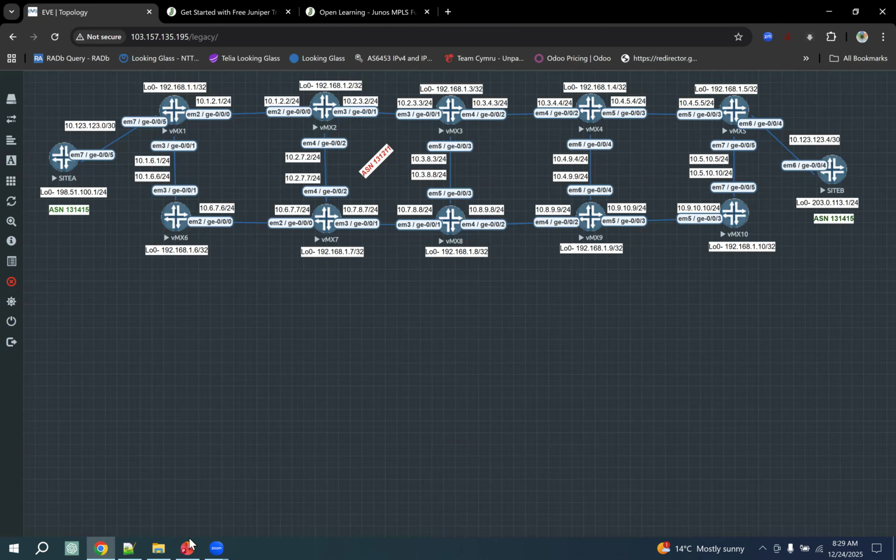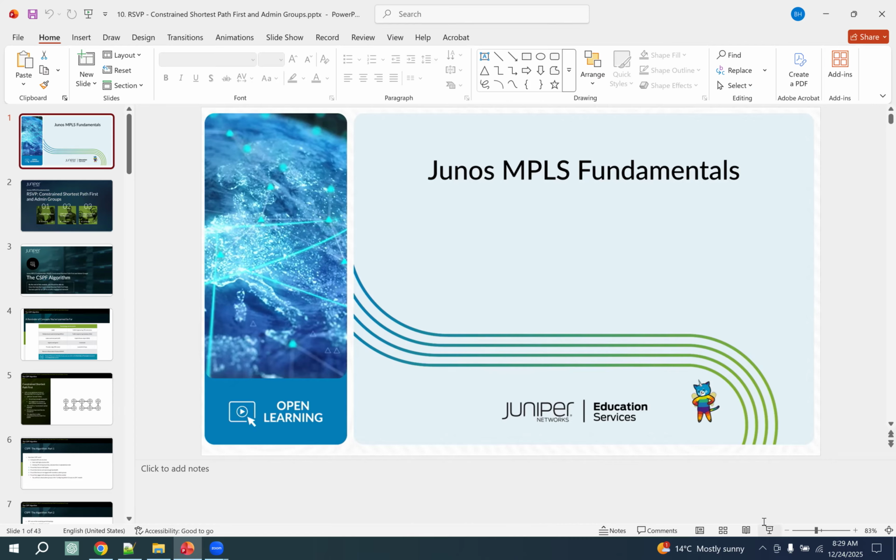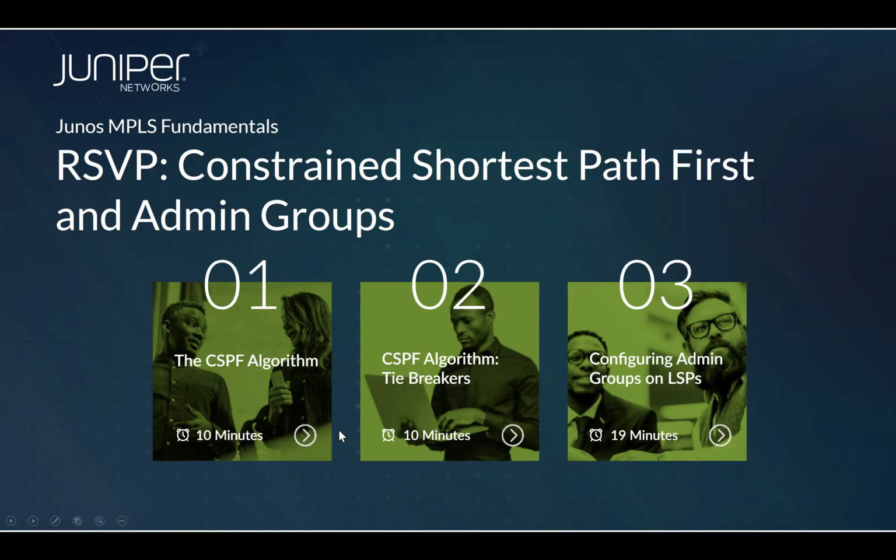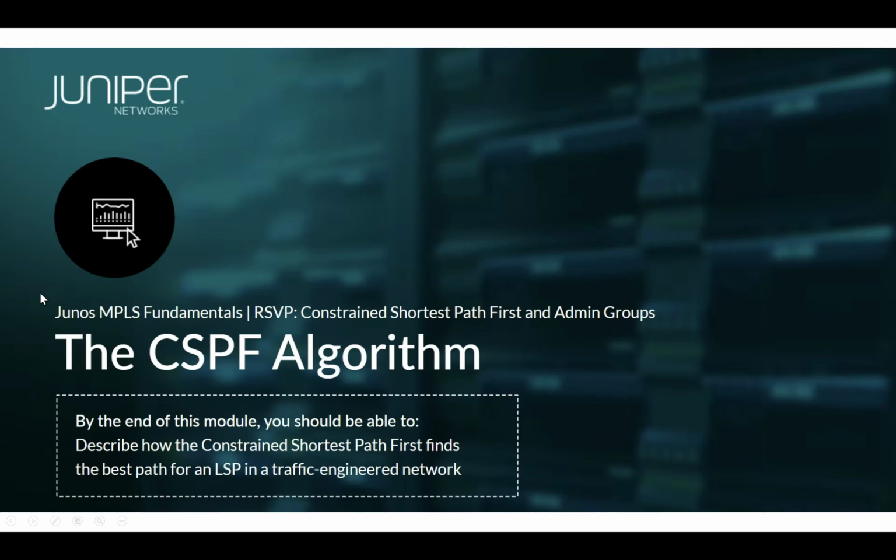And this is our topology, and this is the slide. There are three sections in this RSVP Constrained Shortest Path First and admin groups. Number one section is the CSPF algorithm. Number two, CSPF algorithm tiebreakers. And last one is configuring admin groups on LSP. Okay, the CSPF algorithm, Constrained Shortest Path First algorithm.